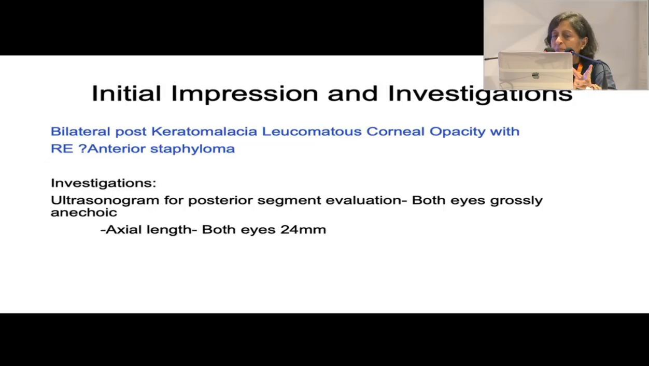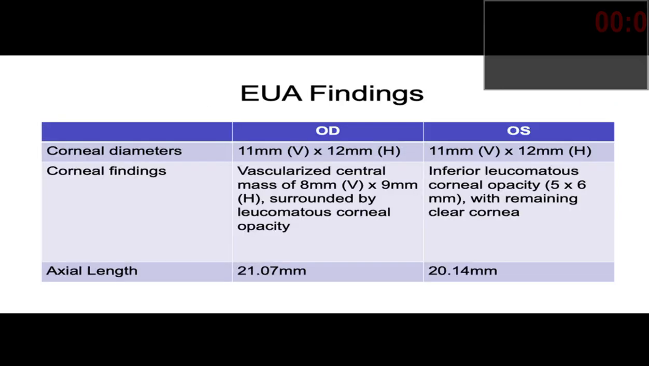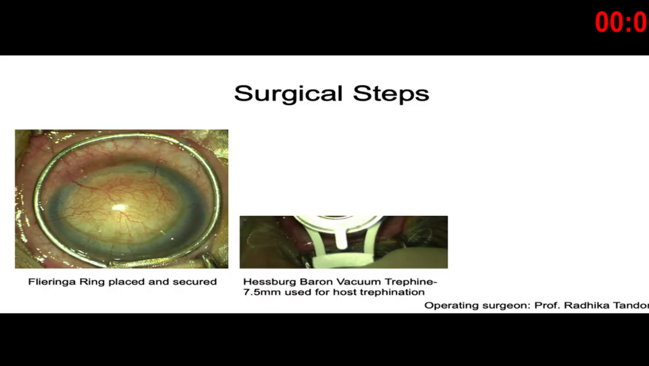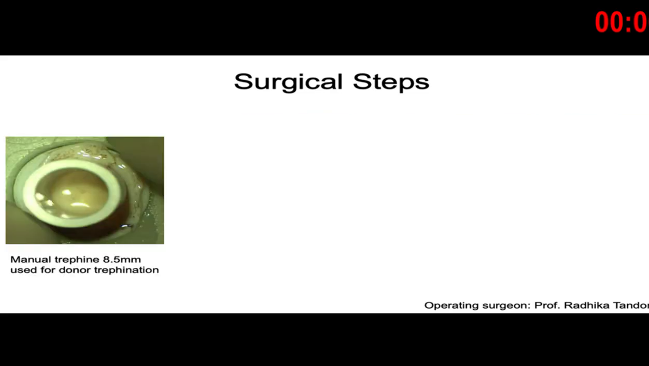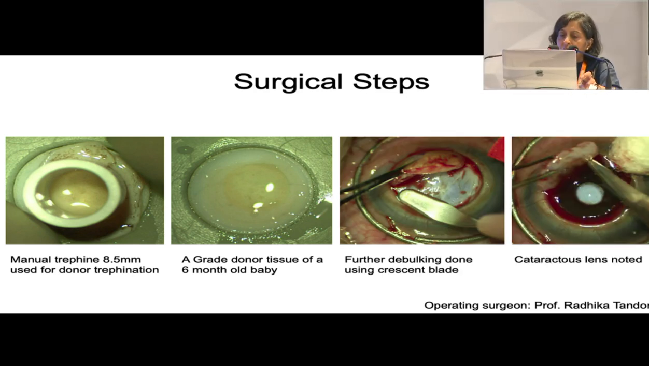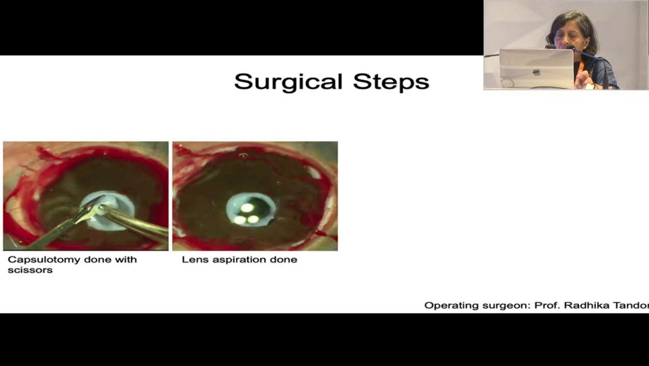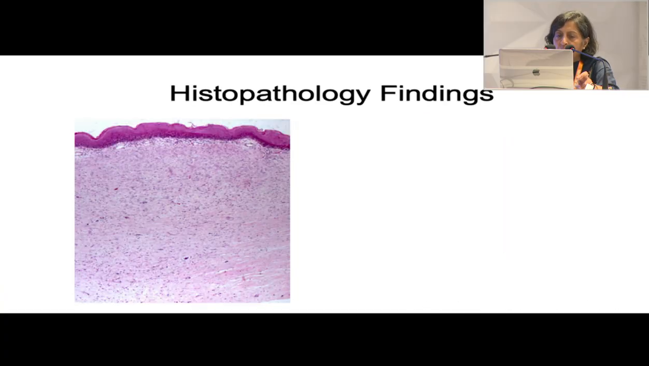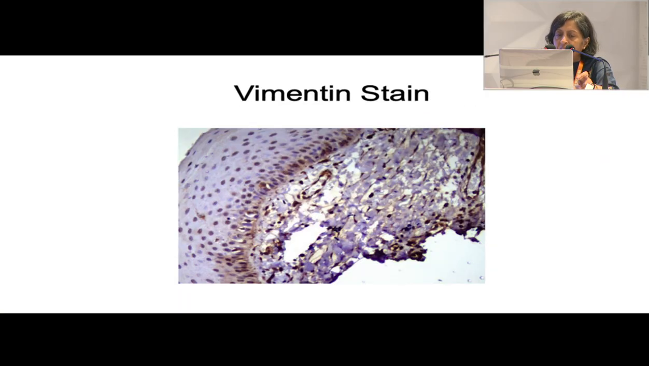So the initial impression based on this history was bilateral post-keratomalacia leukomatous corneal opacity with perhaps anterior staphyloma, and ultrasound was done, axial length, and examination under anesthesia was performed. These were the corneal diameters, and this is the UBM picture. The patient then underwent surgery with the Flieringa ring using Hessburg-Barron and using the lamellar dissection technique so that you do not enter the AC suddenly and hit the iris. There was a cataractous lens, and capsulotomy was done, lens aspiration, a 3-piece IOL was placed in the bag, the donor button was put, and these were the histopath findings, and this is the vimentin stain.